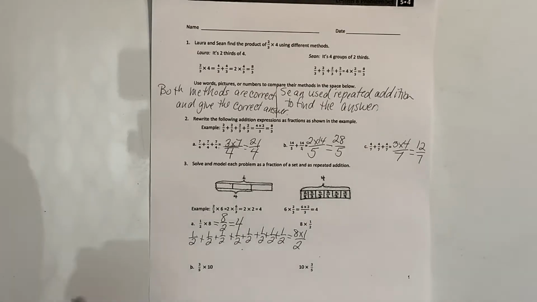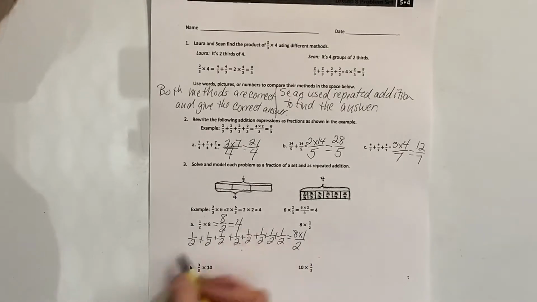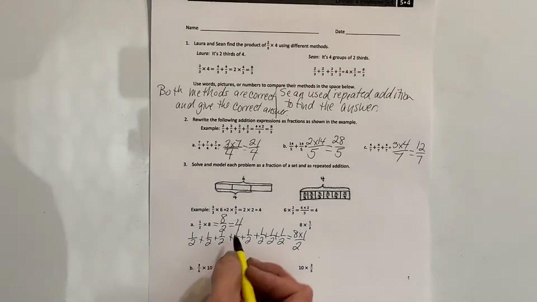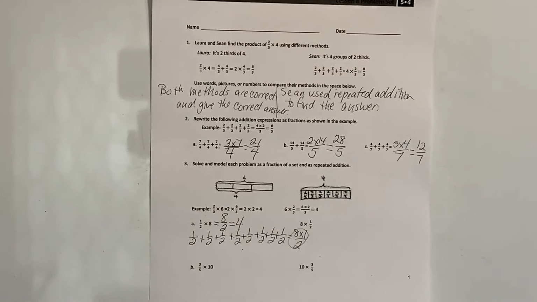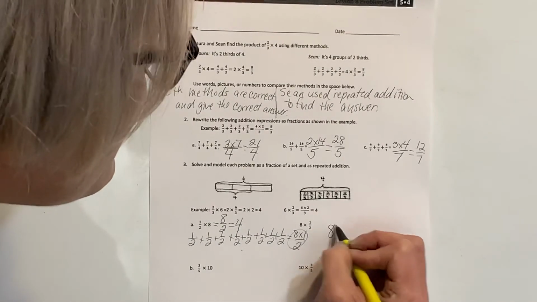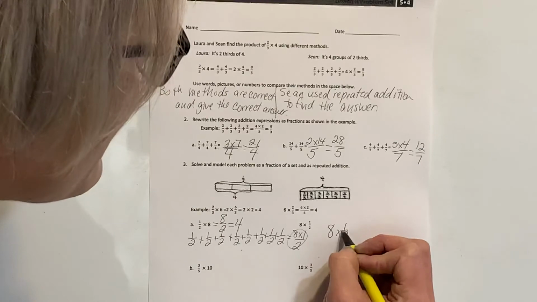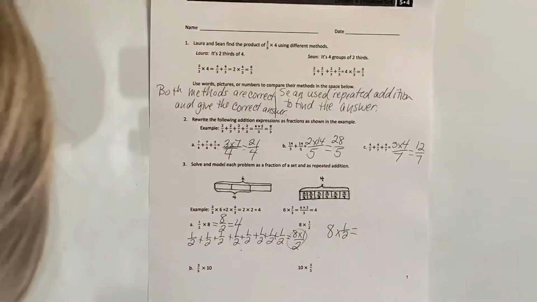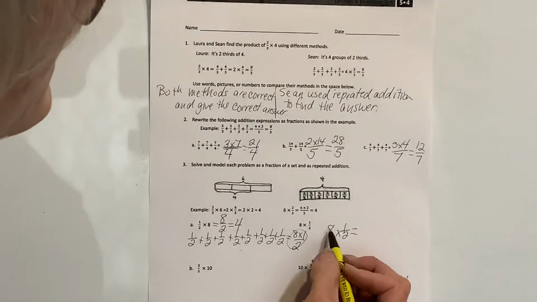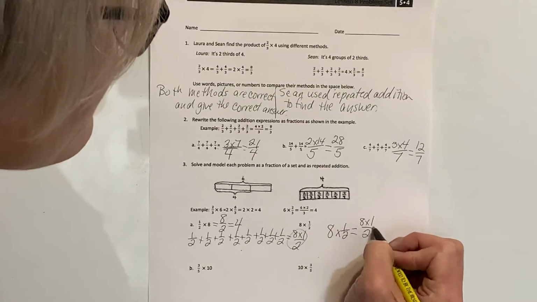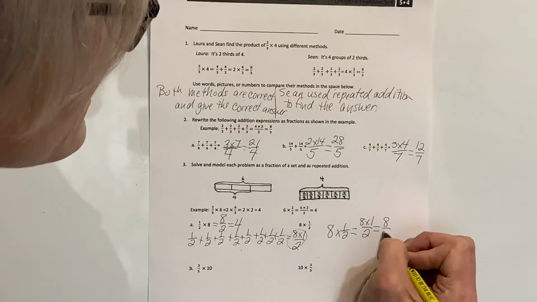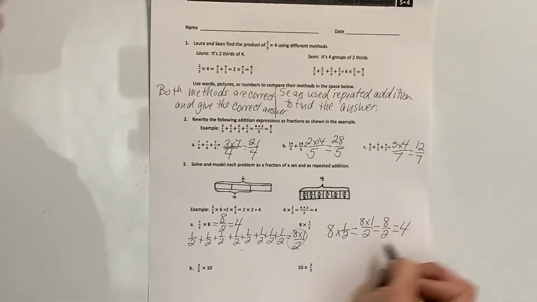All right, so we've got our repeated addition, and then we change that into a multiplication. So we could do the same thing with 8 times 1/2. We could write this out as 8 times 1 over 2, which would be 8 halves, which would equal 4.